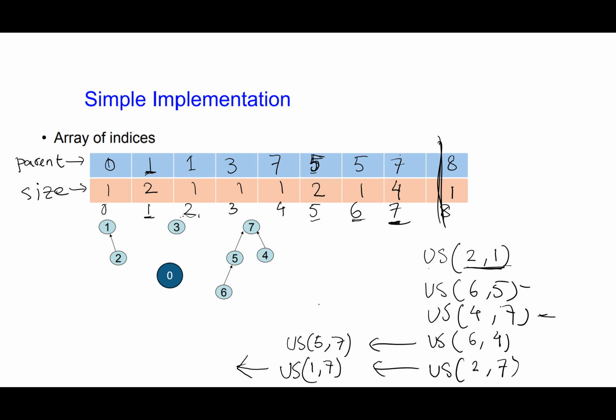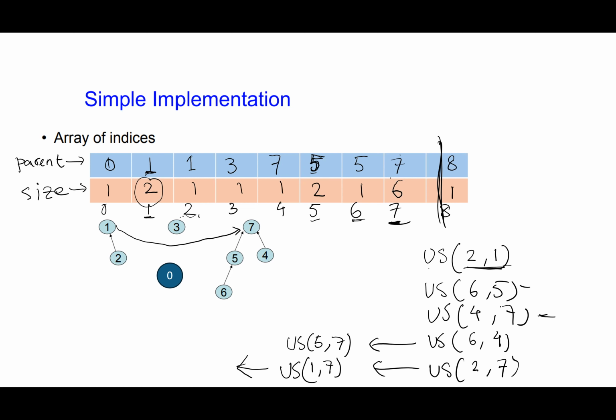Now, what is the size of the tree where 1 is the root? It has a size of 2, right? And what is the size of the tree that has 7 as root? It has a size of 4. That means from 1 to 7, from the smaller one to the larger one, there is going to be a link, right? And now you see the size of the tree that is represented by 7 is going to be 6.